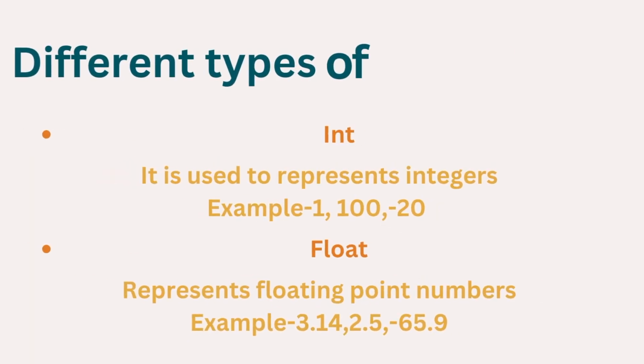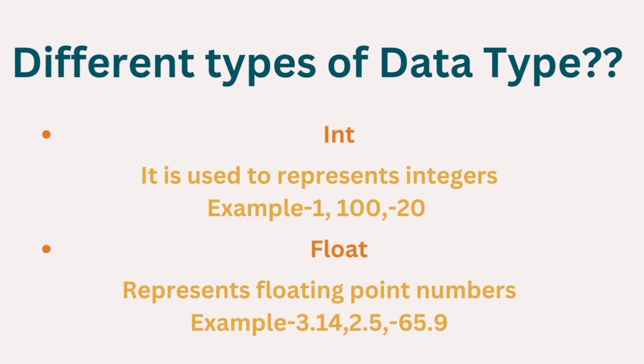Let's discuss different types of data types, starting with int. Int represents integers, which consist of different types of whole numbers. Example: 0, 1, 100, 99, 20, -20, -30, etc. Next is float. It represents floating point numbers. Example: 3.14, 2.5, -65.9, -23, etc.